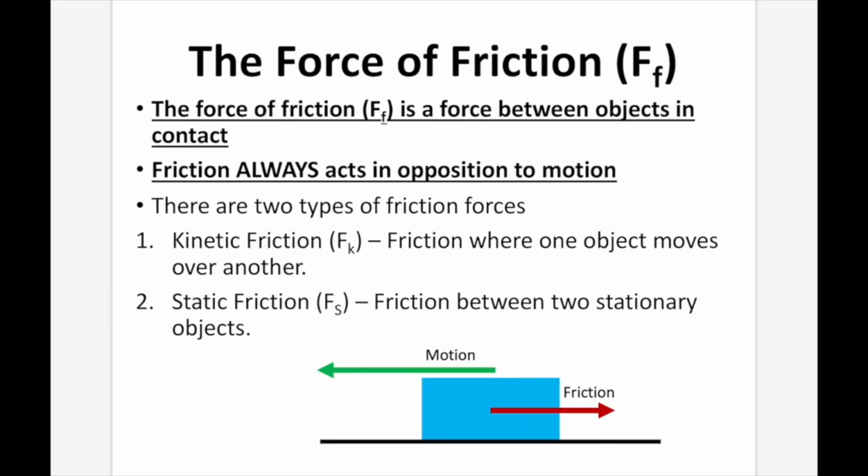The force of friction, F little f, is a force between objects in contact. Friction acts always in opposition to motion, and there are two kinds of frictional forces. Number 1 is kinetic friction, or Fk. That's friction where one object moves over another, so there's motion. That's going to be key. And then number 2 is static friction, Fs, and that's friction between two stationary objects, so there's no motion.